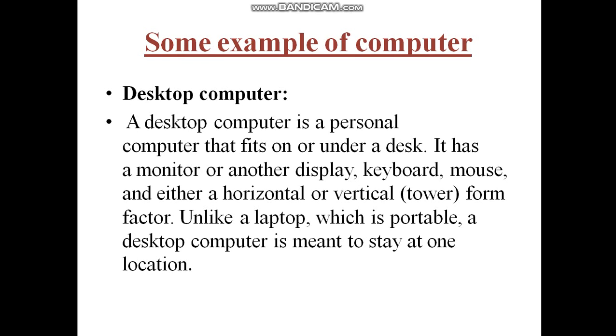Now some examples of computers. First is a desktop computer. A desktop computer is a personal computer that fits on or under a desk. It has a monitor or another display, keyboard, mouse, and either a horizontal or a vertical form factor. Unlike a laptop, which is portable, a desktop computer is meant to stay at one location, meaning it is fixed in one place.